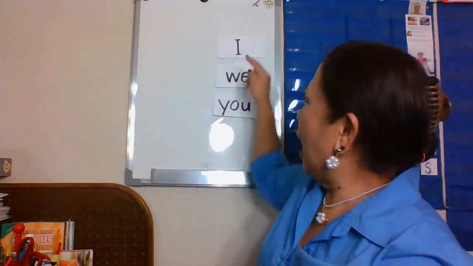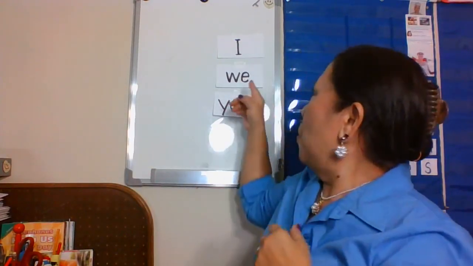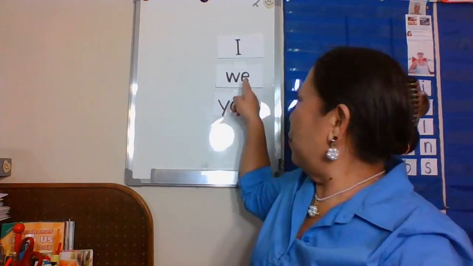Very good. I, we, you. I means me, okay? You means you. And we means you and I. We are going to read. It's story time! All right, now we're going to read or practice reading our concept words.